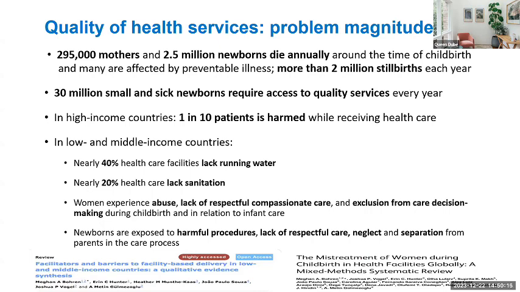But when you talk about quality of care, it's not just a problem of the low and middle income setting. When you look at the high income setting, about 10% of patients are actually harmed whilst receiving care. And Nuhu did talk about the fact that 40% of our health facilities lack running water, which is a very, very, very basic need. And when you look at women's experience, this is based on surveys and research, a lot of women experience abuse, lack of respectful, compassionate care, and exclusion from care decision making during childbirth, and also in relation to infant care, specifically small and sick newborn care.